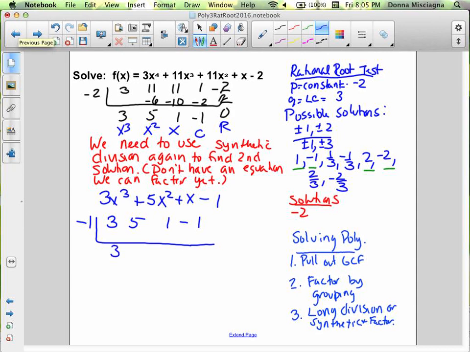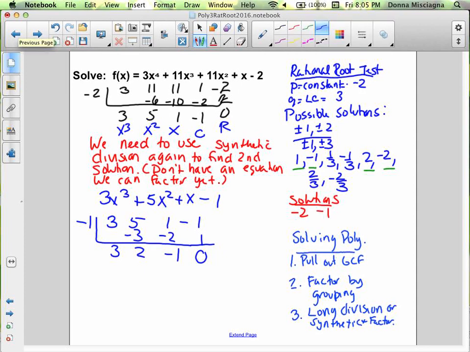Bring down the 3. 3 times negative 1 is negative 3. Add, we get 2. 2 times negative 1 is negative 2. Add, we're going to get negative 1. Negative 1 times negative 1 is 1. Add, we get 0. Look at that. Got it again. All right, so we have one more solution, and that is negative 1. And we're also going to write the factors at the end, too.